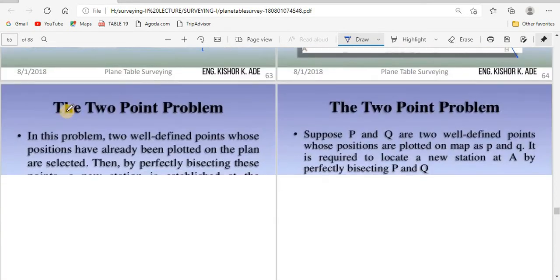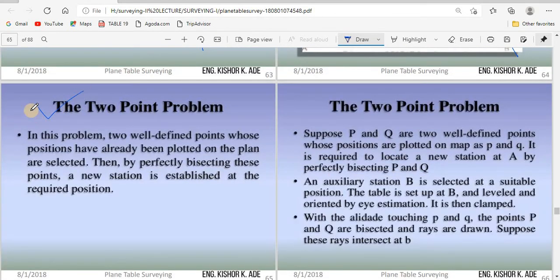After that, the next method is the two-point problem. In this problem, two well-defined points whose positions have already been plotted on the plan are selected. Then by perfectly bisecting these points, a new station is established at the required location. As I have told you, in the resection method you have to take at least two points, and with the help of those points we establish a new station. That is the main purpose behind the two-point problem.